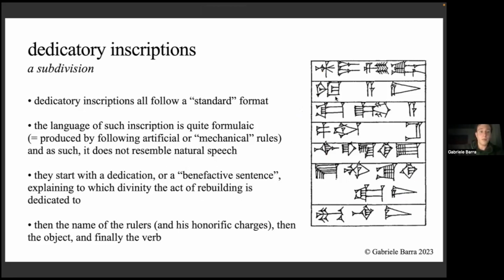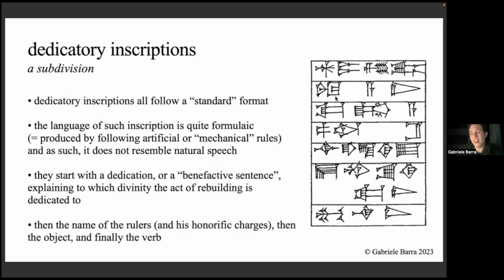Now, what about them? Well, one thing is they all follow a standard format. This, by the way, is how we're going to look at the tablets. We don't need to look at real tablets. We have drawings of them, which are much clearer. We're going to do a little bit of both, though.